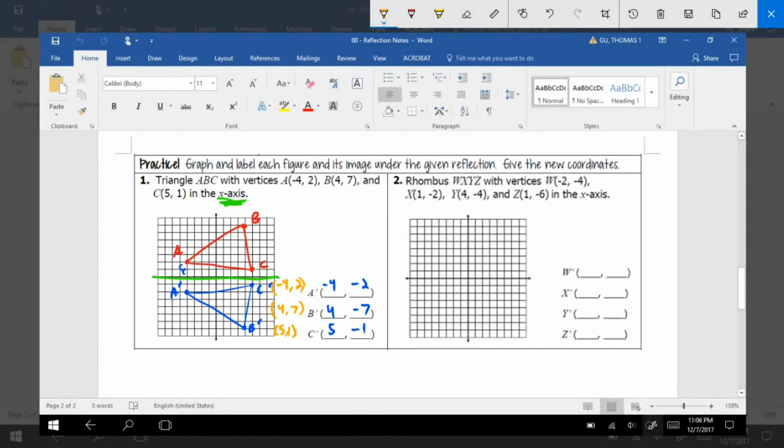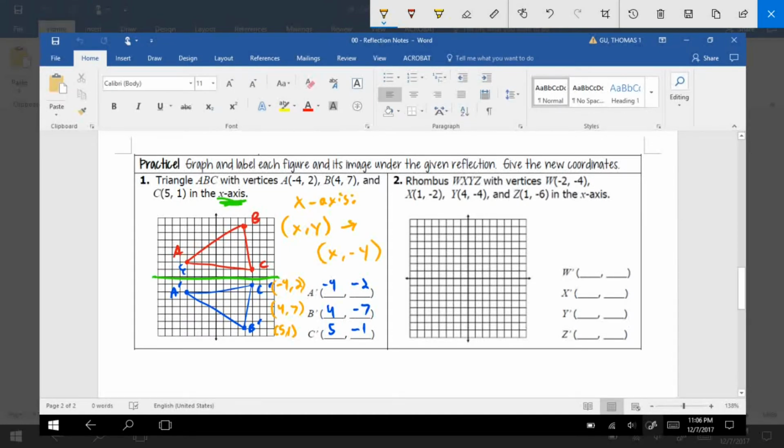Interesting. Is there a pattern here, guys? If you said that all the y values have a negative sign on them now, then you would be right, and you are a genius. That's perfect. So with this secret rule, when you're reflecting over the x-axis, all you really have to do to find your new point is, if your original point was (x, y), then your new point would be (x, -y). All we did was add a negative sign in front of the y value.